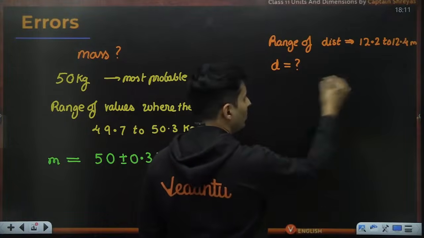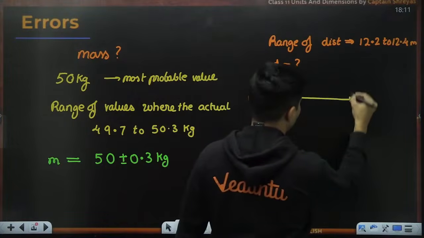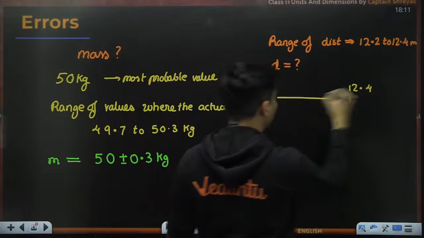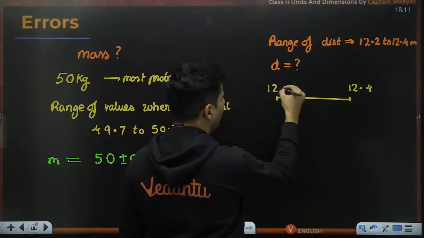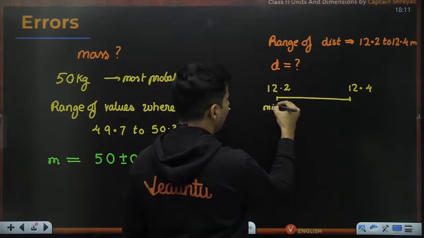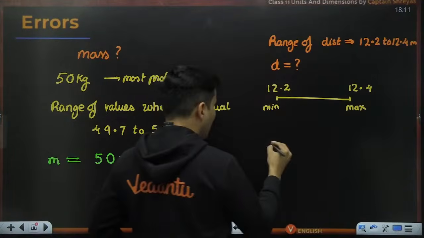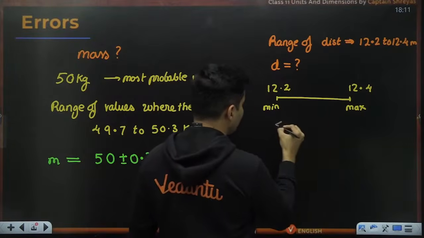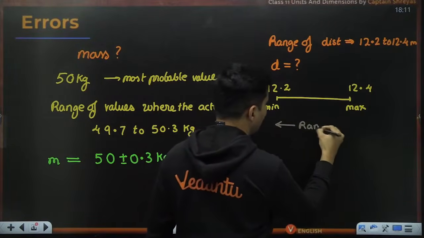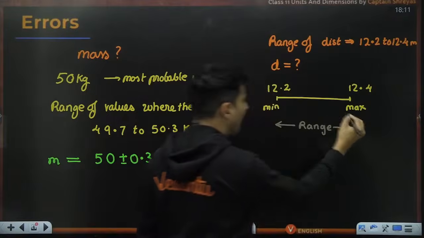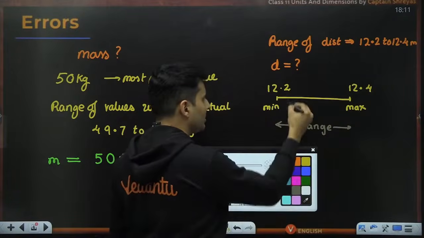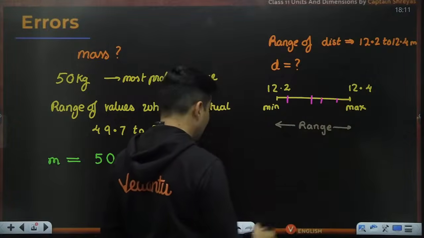Yes, 12.2 to 12.4 is the range. So imagine 12.4 is the maximum value it can have and 12.2 is the minimum value it can have. This is the maximum, this is the minimum. As you can see, this entire thing is the range of values where I do not know where the actual distance is. The actual distance might be anything in it.